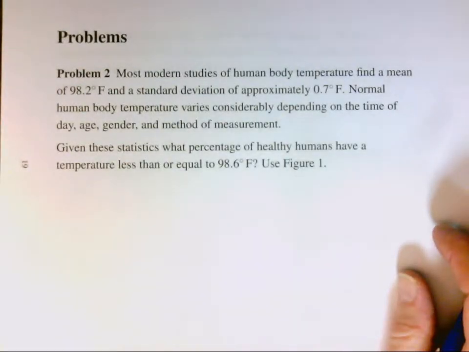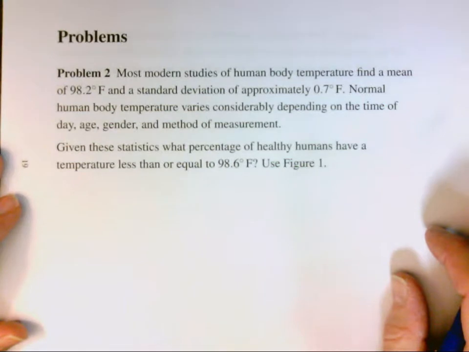Welcome back, everybody. We're going to start working some example problems here for the normal distribution.